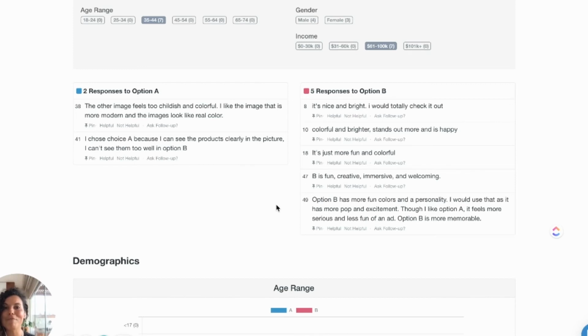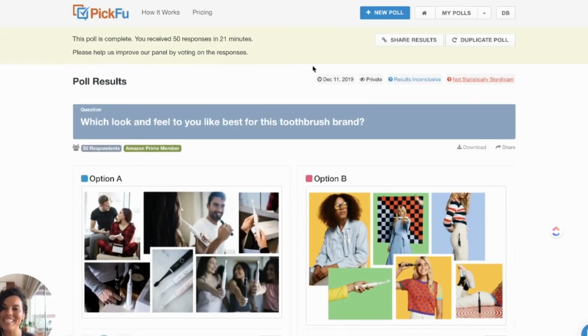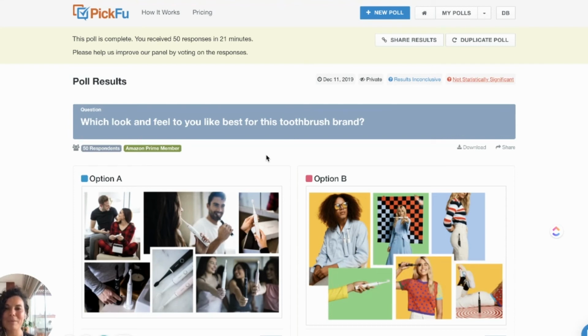And that's the whole fun of actually having the quantitative and qualitative data that PickFu is giving you. And by the way, you're getting all of this in less than an hour, and you're able to target those Amazon shoppers. So I highly recommend running your polls on PickFu to get this data up front, from the very early stage of concepting your brand identity all the way to launching on Amazon and understanding your main images and how they're performing.